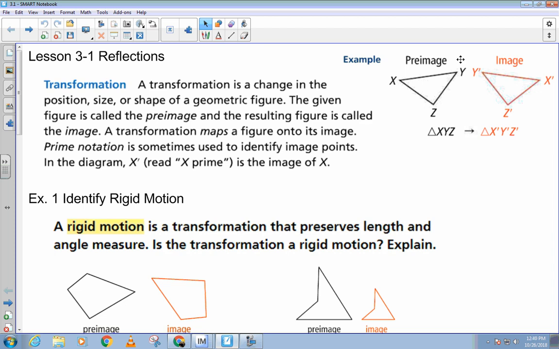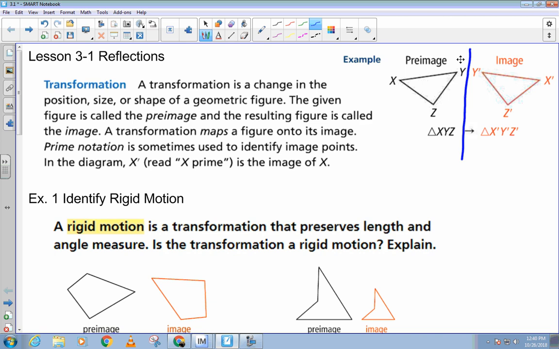What does that mean? You start out with a figure, and that is called your pre-image. That's what you start out with, and this is triangle XYZ. This is a reflection, so you take it and you flip it, or reflect it, over a line of reflection. We'll talk more about the line of reflection in a minute. But the line of reflection acts as the perpendicular bisector between the points. So the distance between Y and the line and Y prime and the line has to be the same. And we'll talk more about that in a minute.